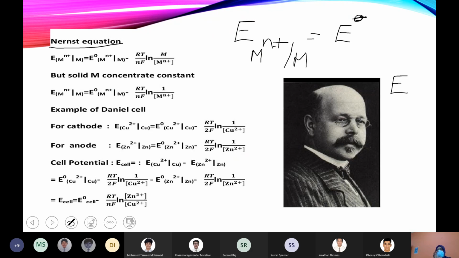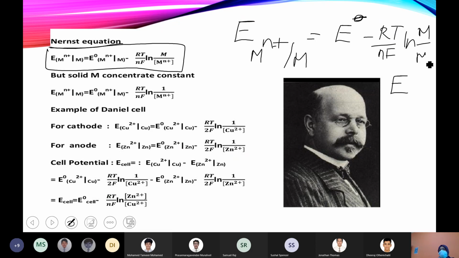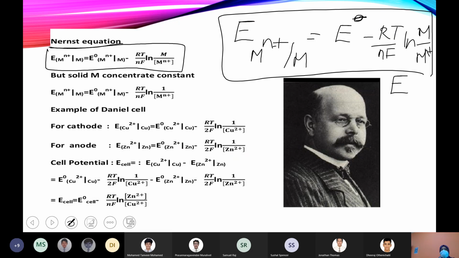So if you want to calculate the electrode potential or cell potential under non-standard condition, this is the equation you have to use. This is for the electrode potential. E, the electrode potential under non-standard condition, is equal to the electrode potential under standard condition, E0, minus RT by nF log of the concentration of the metal and the concentration of the metal ion. This is the basic equation. That's what is given over here.